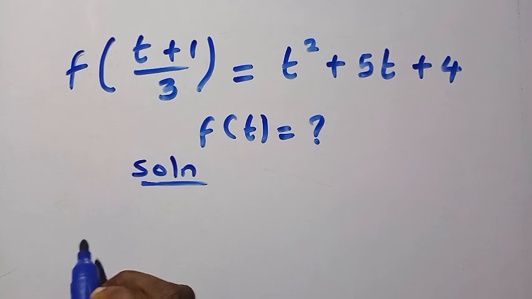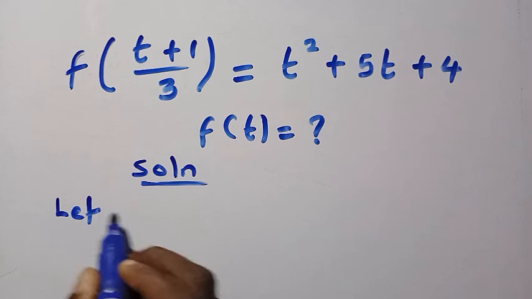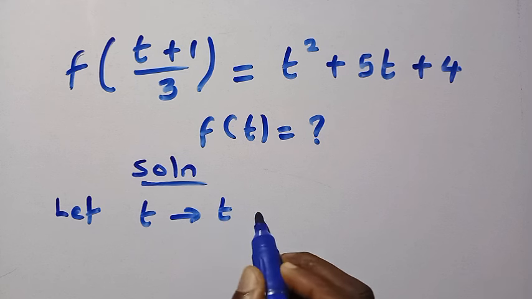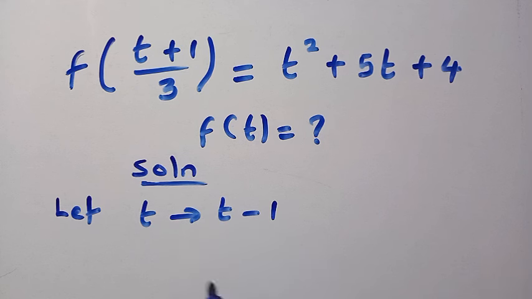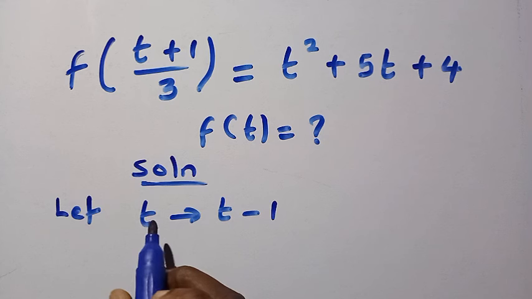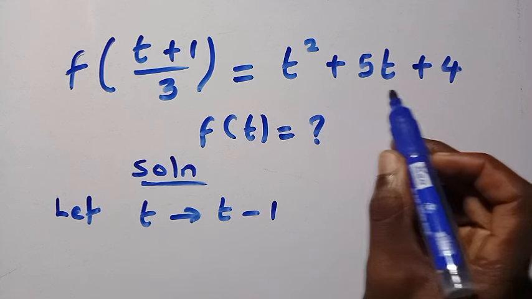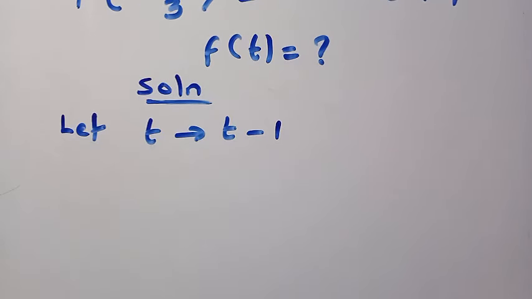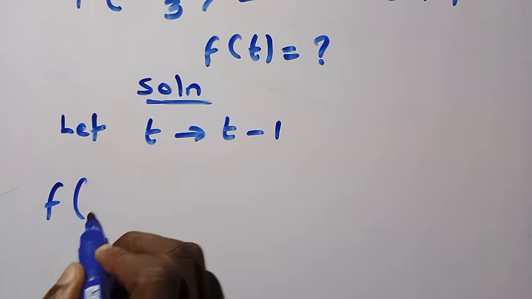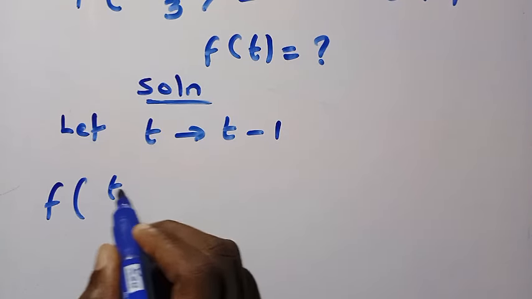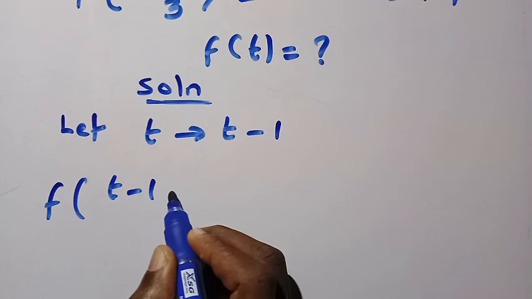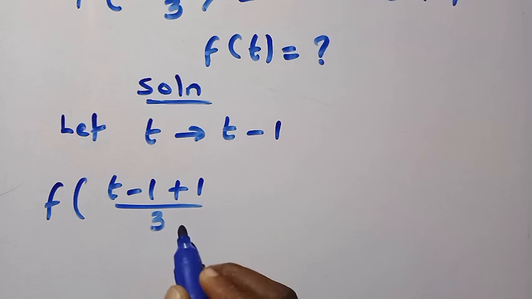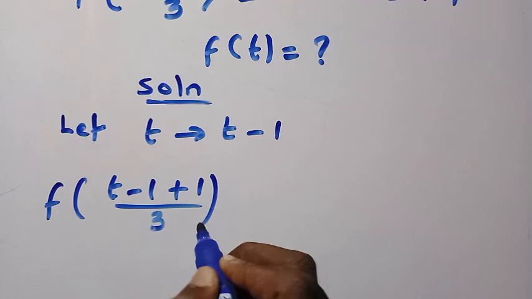From the function here, I let t be equal to t minus 1. By changing every t in this domain, and also affecting the other side to t minus 1, we are going to have f of (t minus 1 plus 1) divided by 3. So here is the first approach to solve this.